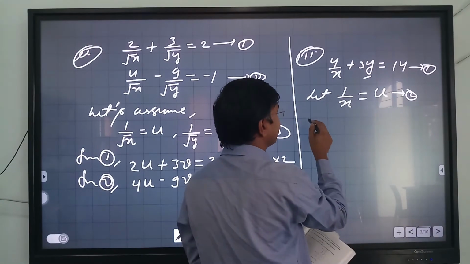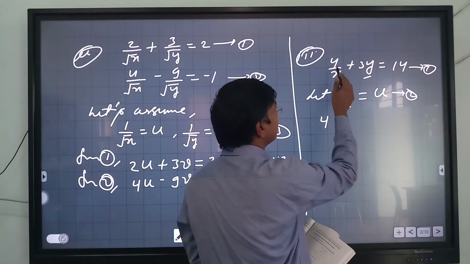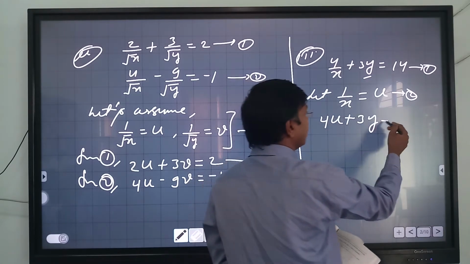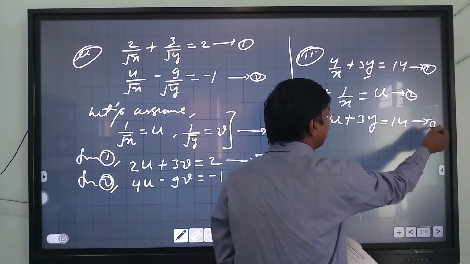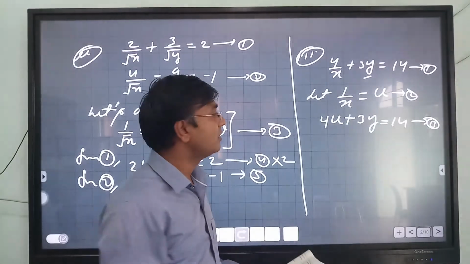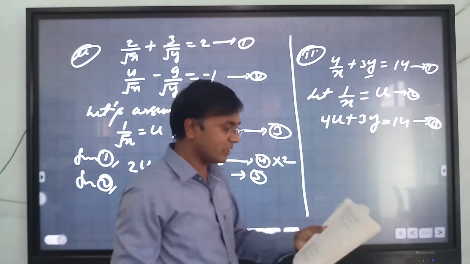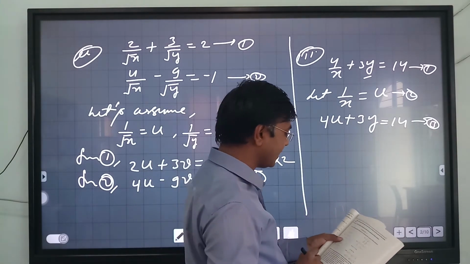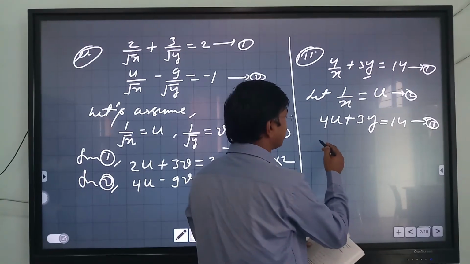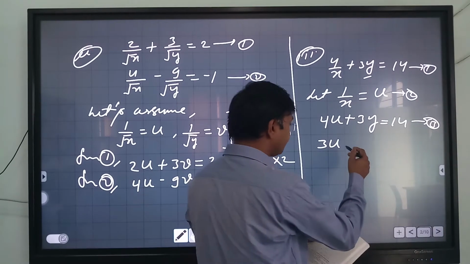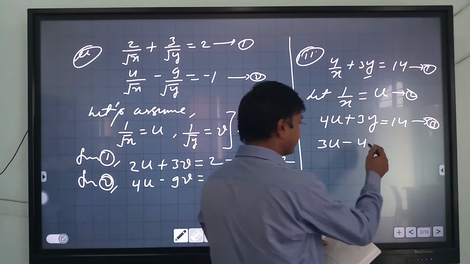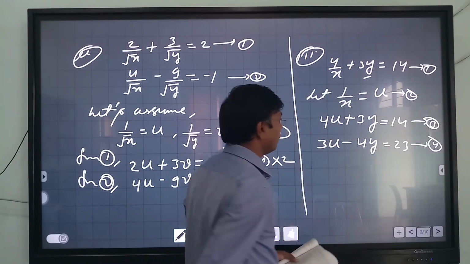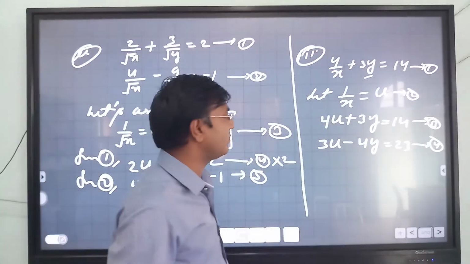So from first and second, 4 and 1 by x becomes u. So 4u plus 3y equals to 14. Equation number third. Okay, for y there is no problem because it is already in standard form. And similarly the second equation, 3 by x minus 4y. So 3 by x means 3u minus 4y equals to 23. Equation number 4.